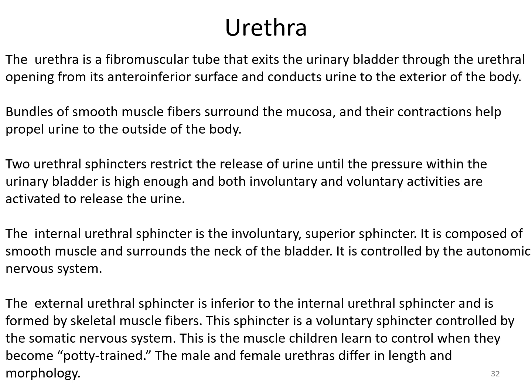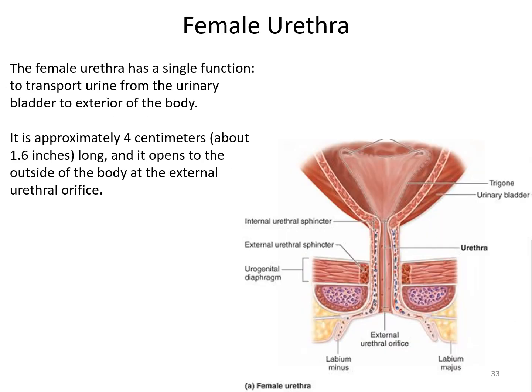The male and the female urethras are different in their lengths, and that has to do with the anatomy of the urogenital structures. So the female urethra has one single function, and that is to transport the urine out from the body, from the urinary bladder to the body. It's very short relative to the male urethra. It's only about 4 centimeters long, and then it opens to the external urethral orifice. So here's your bladder. Around the neck of the bladder, you have your internal urethral sphincter. There's a very short urethra, and then your external urethral orifice, where it actually leaves the body.